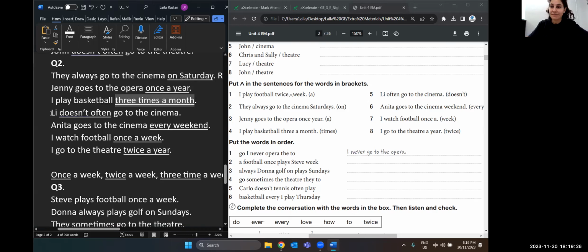Lee. So we have the negative before the adverb and then the verb. Lee doesn't often go to the cinema. Lee doesn't often go to the beach. Lee doesn't often go to the library, whatever. Doesn't often means not much.